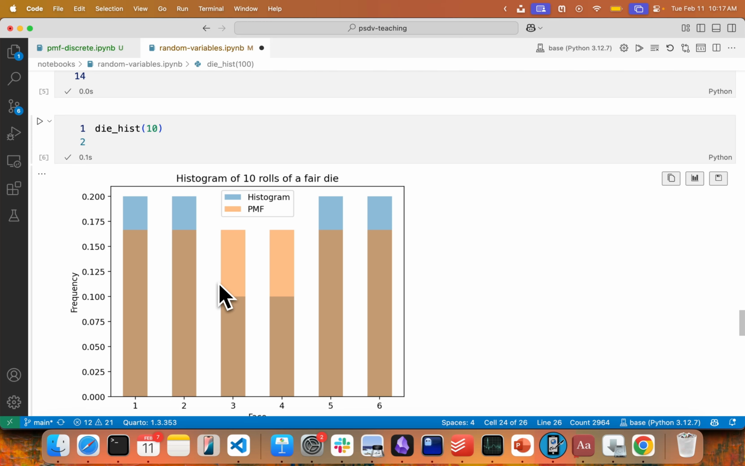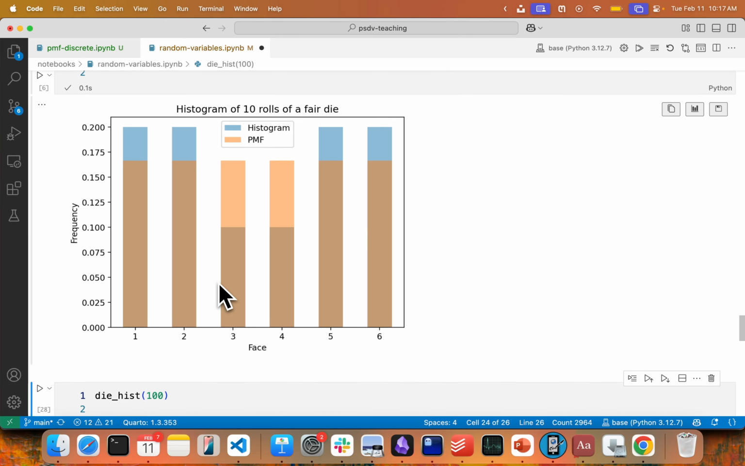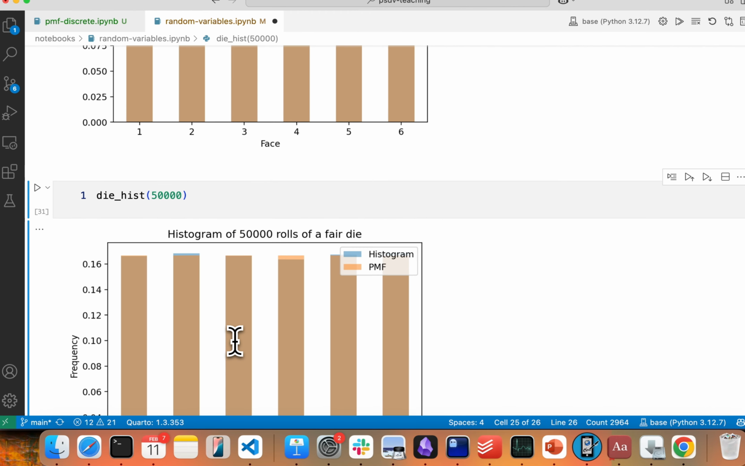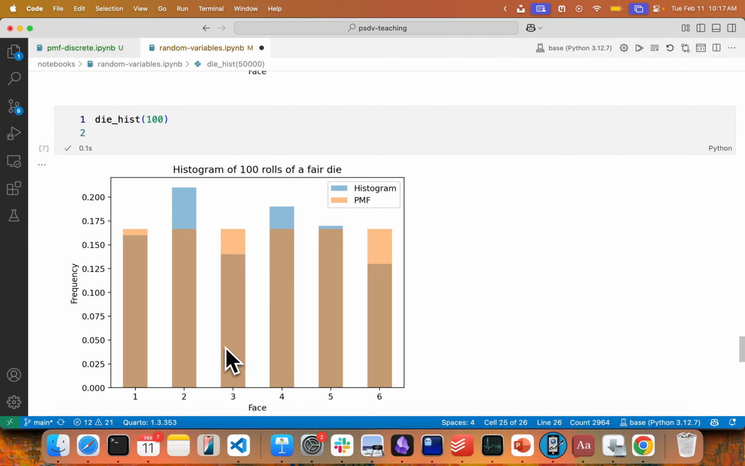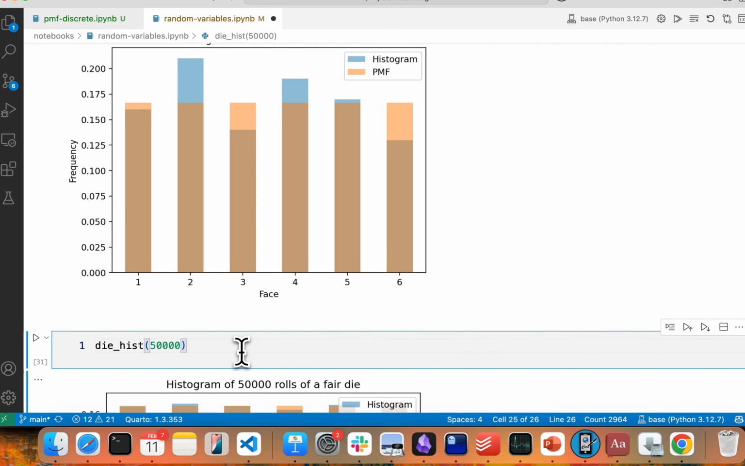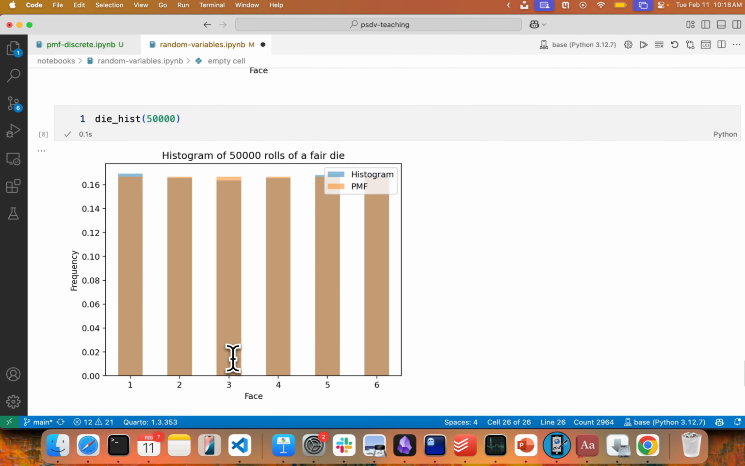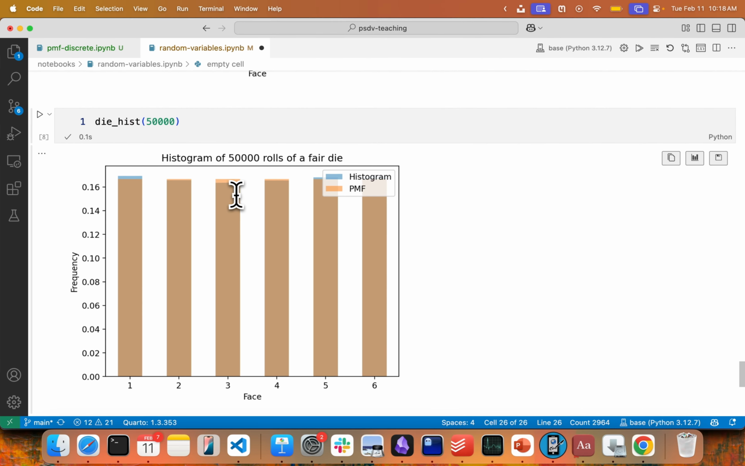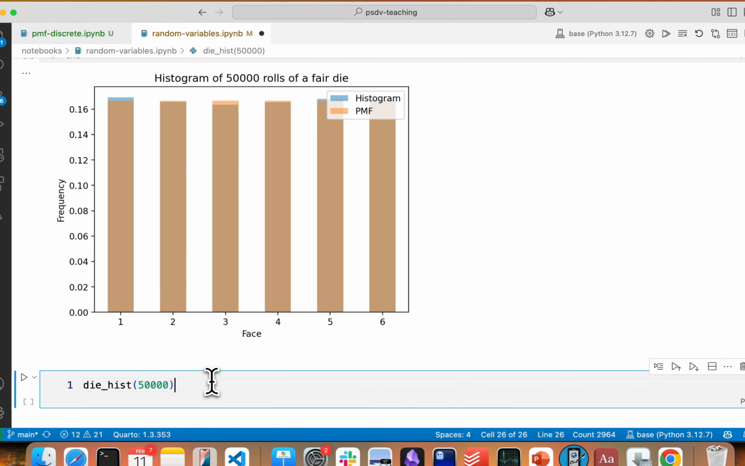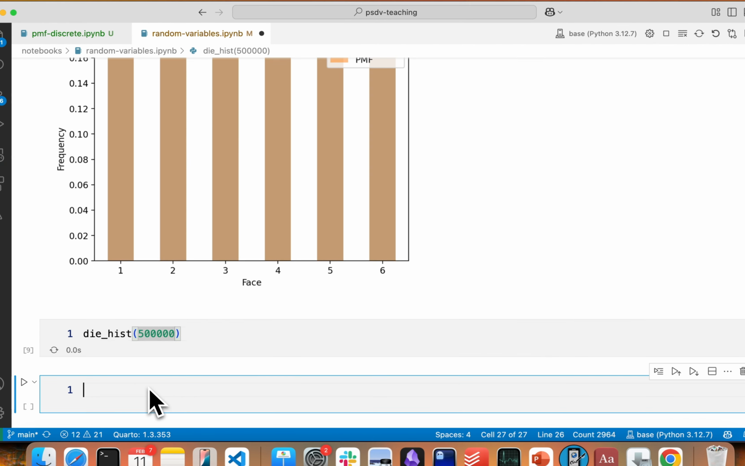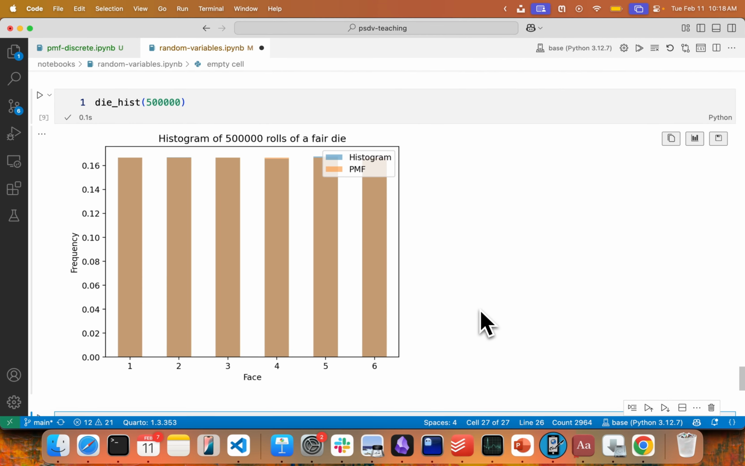Now let's repeat this experiment. Instead of 10 times, if you threw 100 times, can you see that the gap between the blue and the yellow-orange bars has reduced? Now if we did this experiment a lot more times, 50,000 times, can you see that the gap between them is further reduced? If we did this even more times, can you now see that the gap is almost 0 between them?